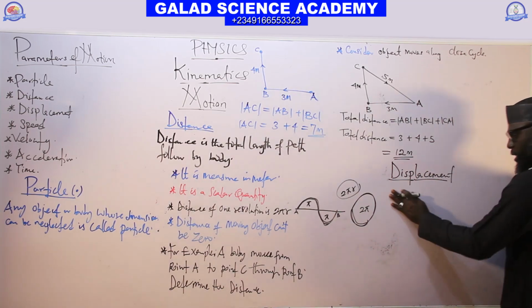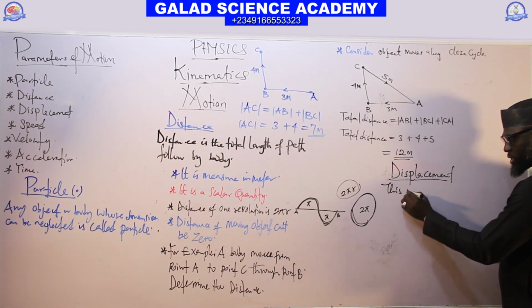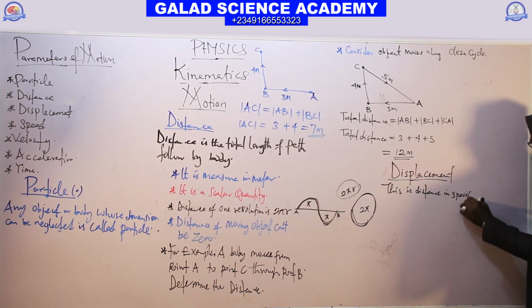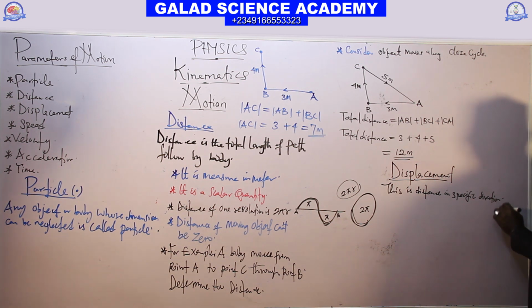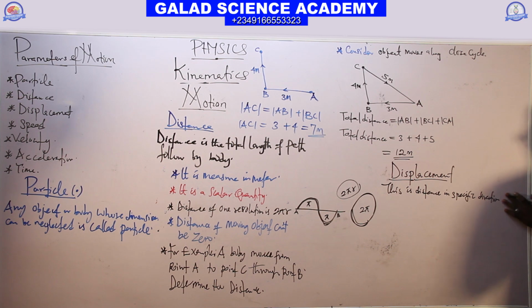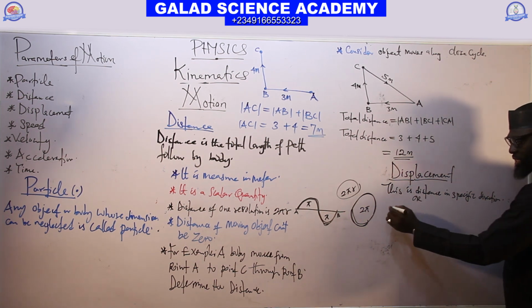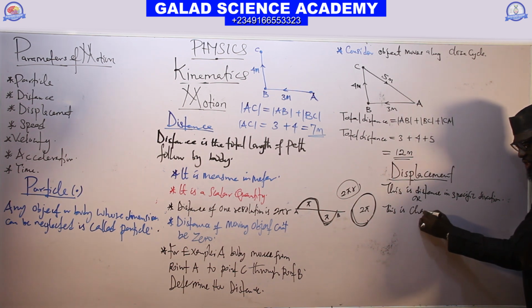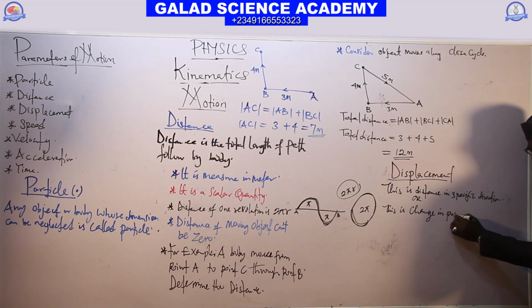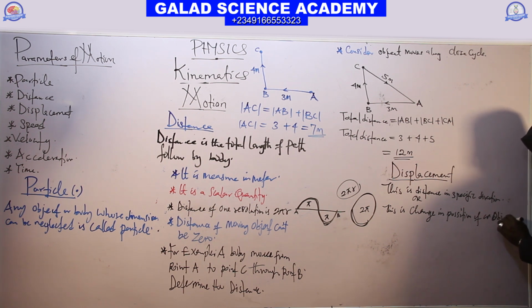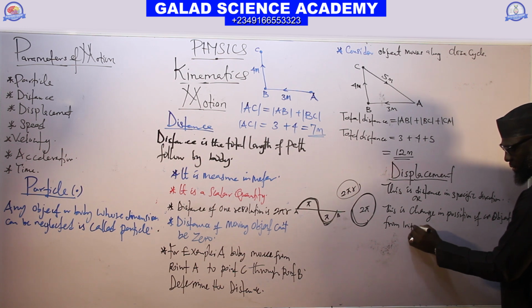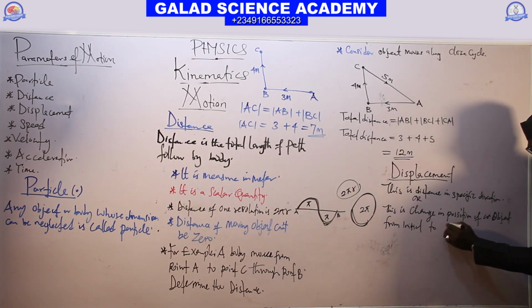So the displacement, this is the distance in a specific direction, or displacement is the change in position of an object from initial to final.